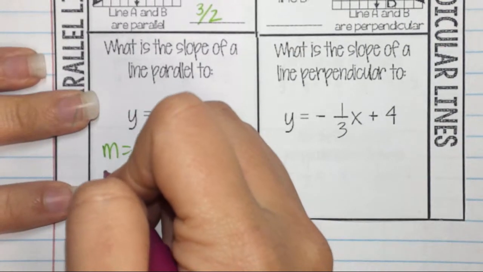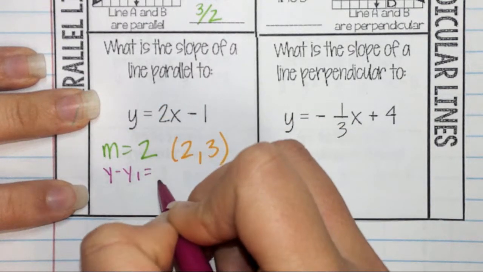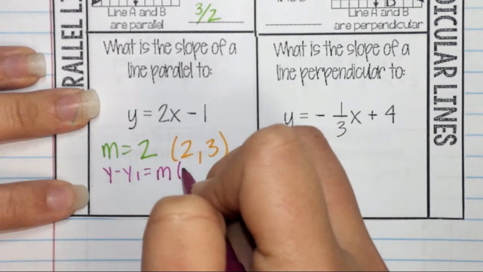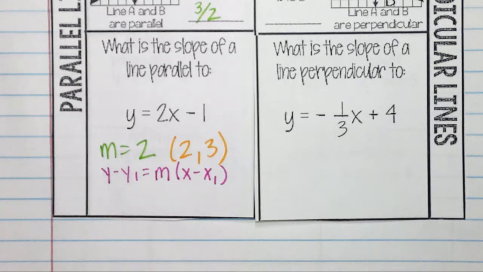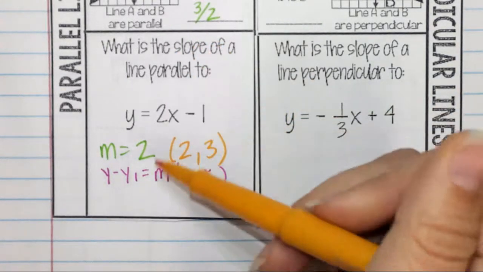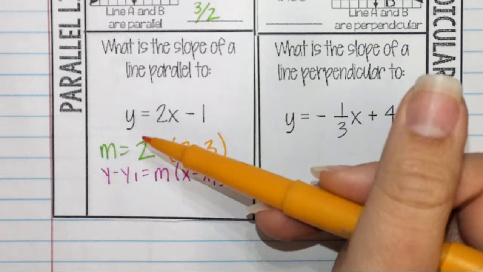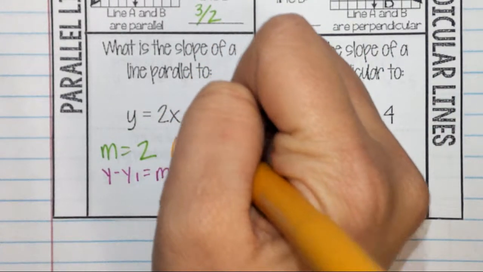y minus y1 equals m times x minus x1. Look at you go. Great job. Okay. Alright, so what we're practicing doing is we're coming up with a slope, but then I gave us a point so that we can write it in point slope form. If I give you a point and I give you a slope, write it in point slope form. Now, this is your x1, this is your y1.